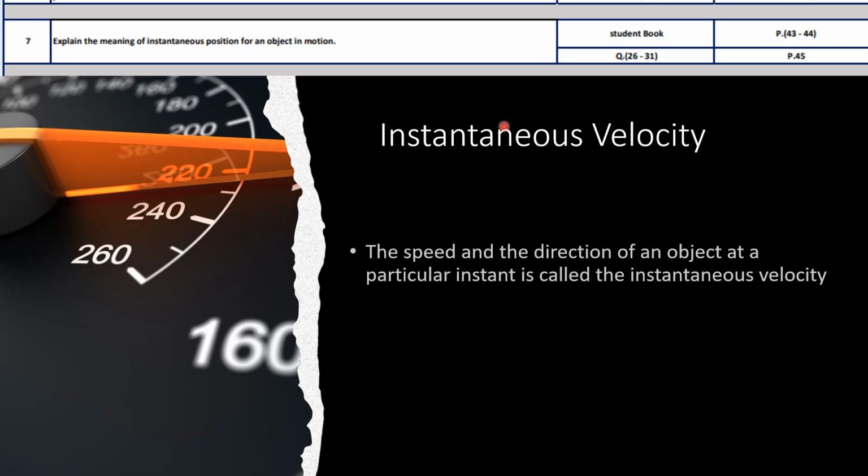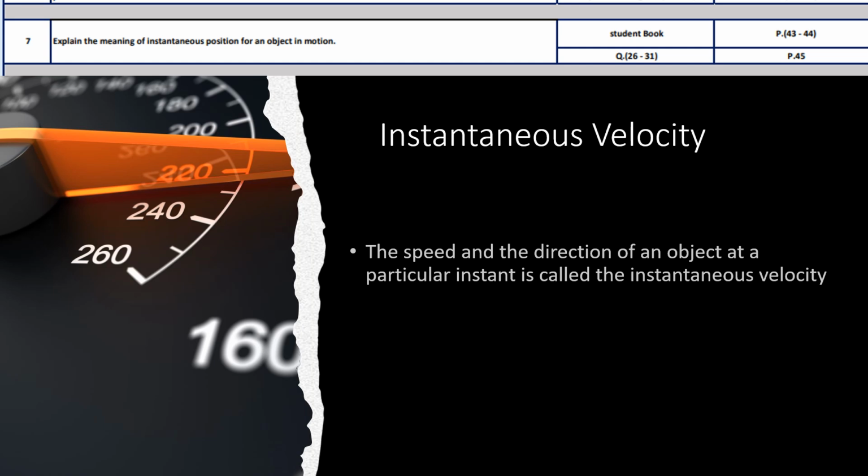Okay, so here we are with point number 7. Explain the instantaneous velocity. How do we define this? It's the speed or direction of an object at a particular instant. That's the most important part. It's a particular instant, that's why we call it instantaneous. A good example of that is the speedometer in the car, which gives us the speed of the car at each moment. So it's a good example of instantaneous velocity.